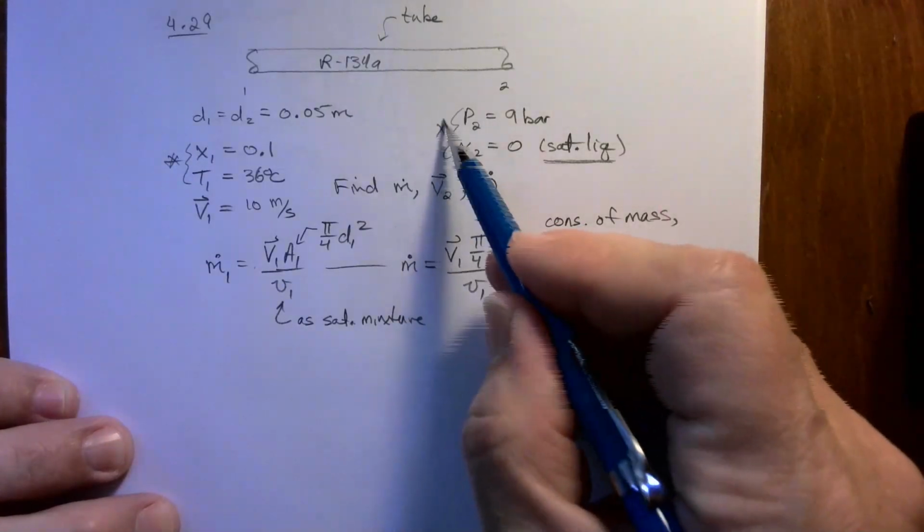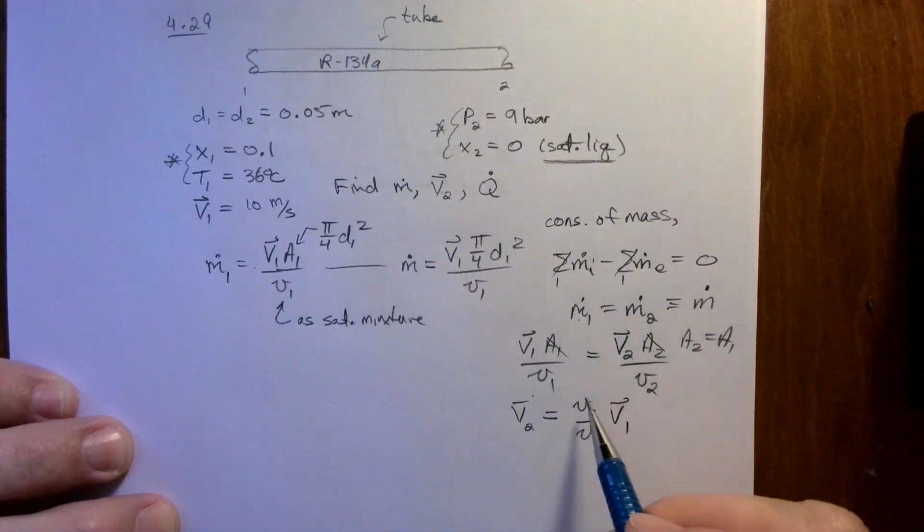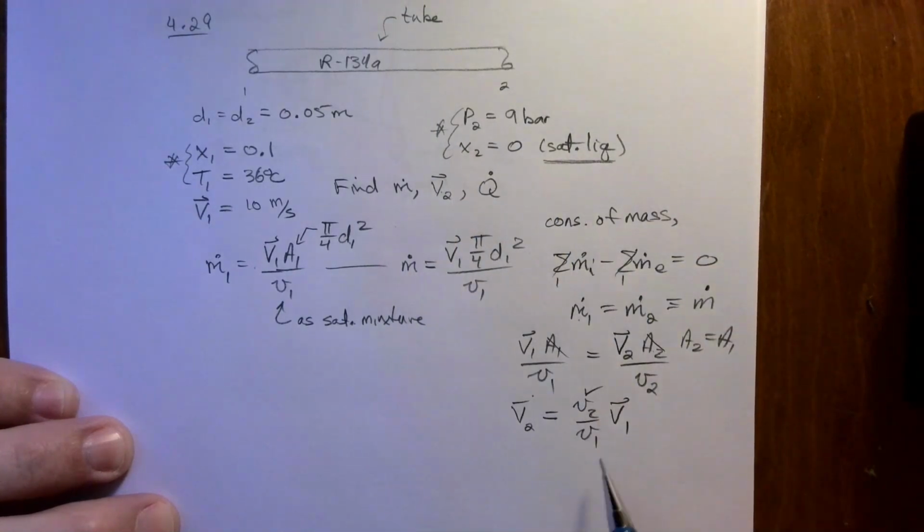And state 2 is defined, right? So we can do some work to come up with that number, and we already have that number. So we have means to compute a velocity at 2.